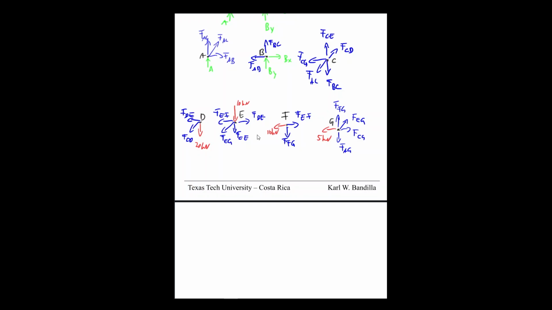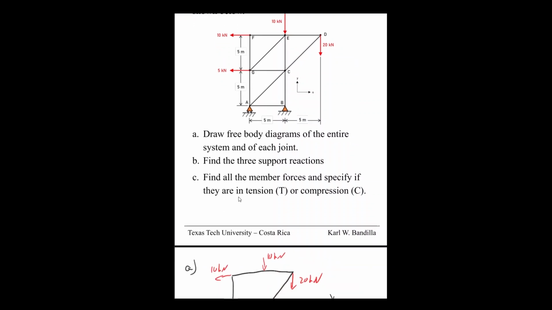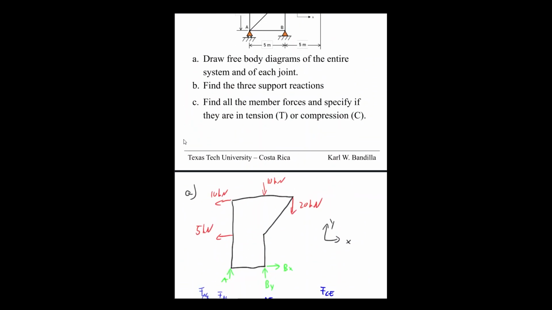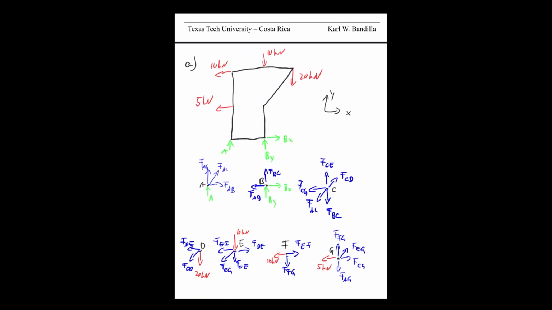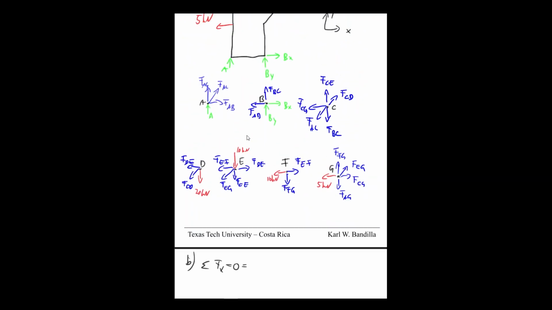All right, so now we have each of our joints, so we have all of our free body diagrams. So now we can do the overall support reactions. What are we going to do? Well, I think the first one we can do is, we only have one unknown in the x direction, so we can just do sum of forces in x, get that over with. Sum of forces in x equals 0.